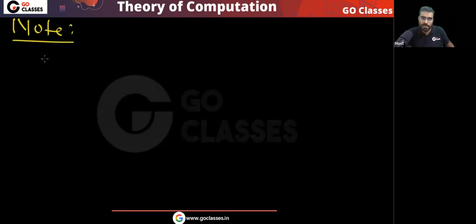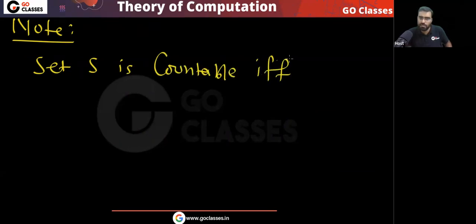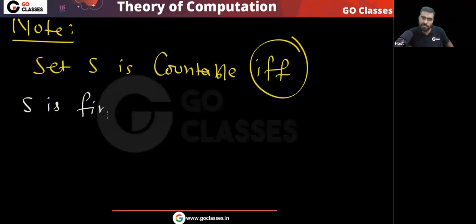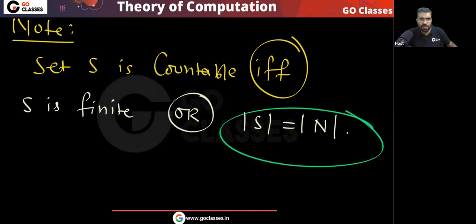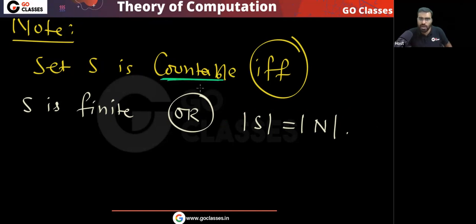For example, set S is countable if and only if S is finite, or there exists a bijection between what? Tell me. Set S is countable if and only if S is finite, or the size of S is same as size of N. This was our definition. Do you agree with me? This is the definition of countable.